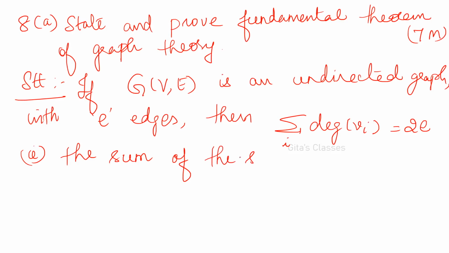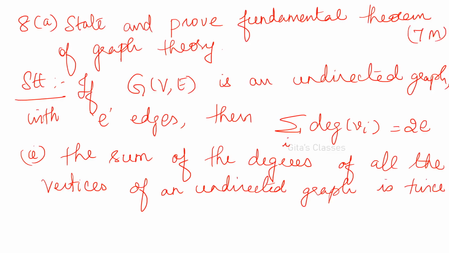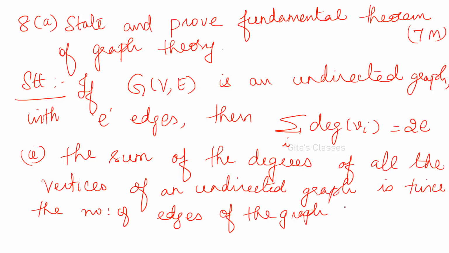The statement also you have to write properly. The sum of the degrees of all the vertices of an undirected graph is twice the number of edges of the graph, and hence even, because it is twice a number, so it will automatically be even.